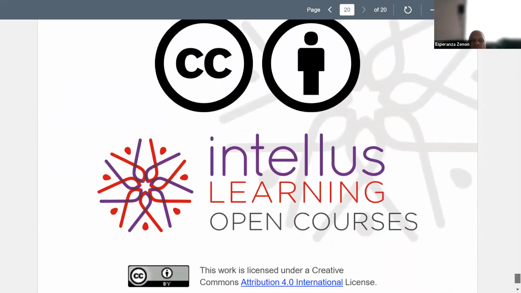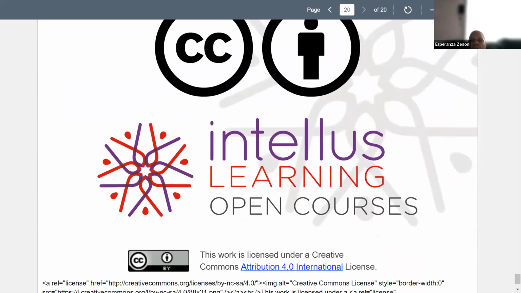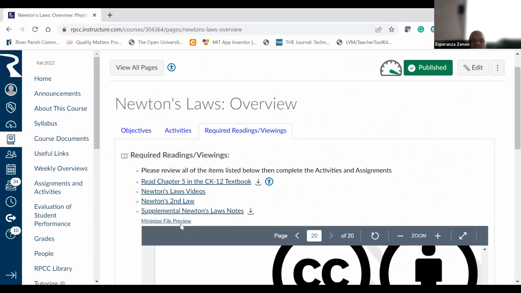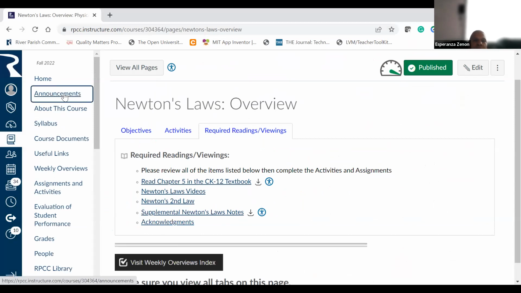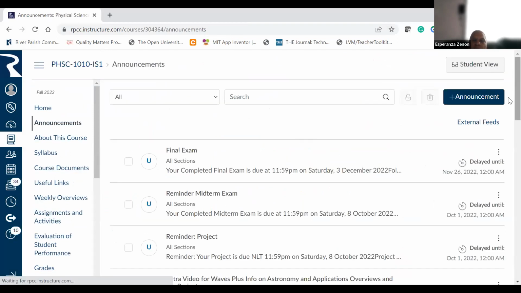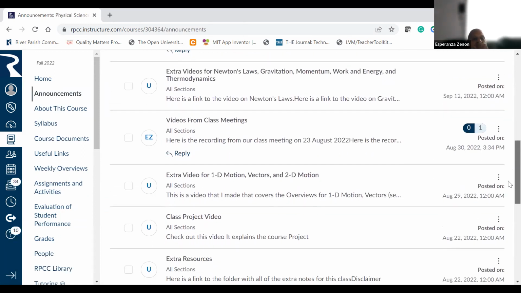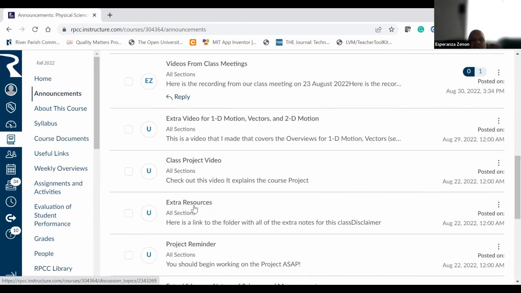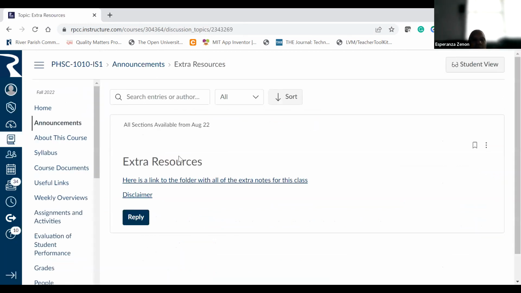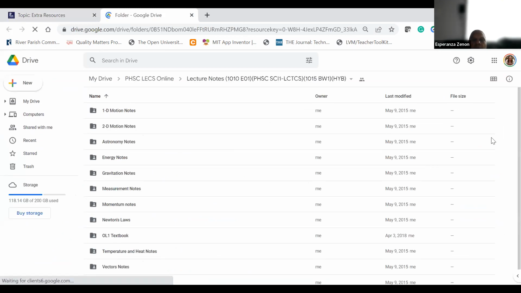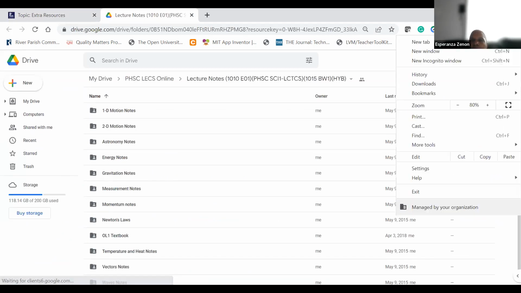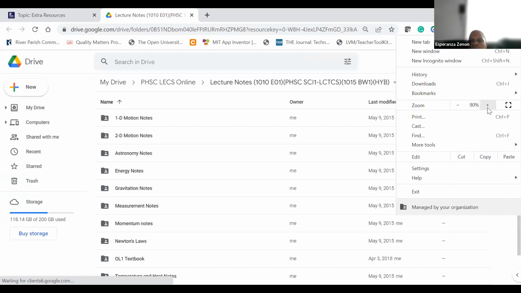All right. So that's pretty much what I wanted to cover with you regarding gravity, regarding forces. In the announcements, if you recall, we have our extra notes folder. It says extra resources. If you click on that link, remember there's a folder for every topic that we cover. Let me blow this up a little bit.